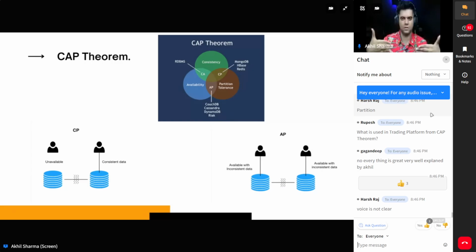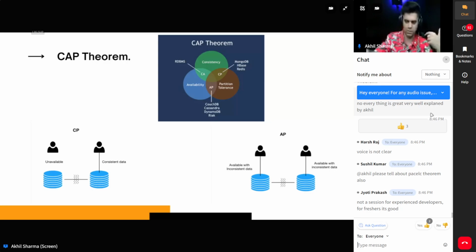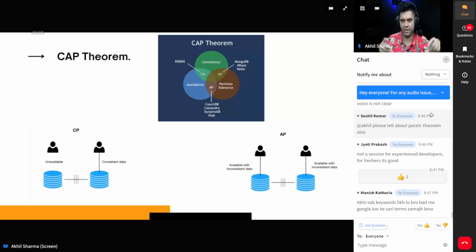Available basically means if you make a request to the database, it responds back in a given amount of time, let's say 1 second or 2 seconds, then the system is available. That's availability. It returns data in a given amount of time.